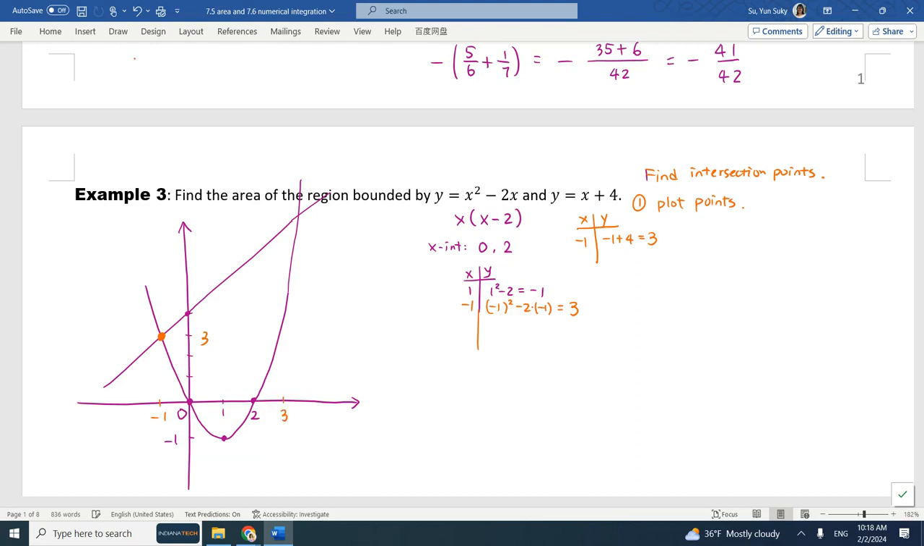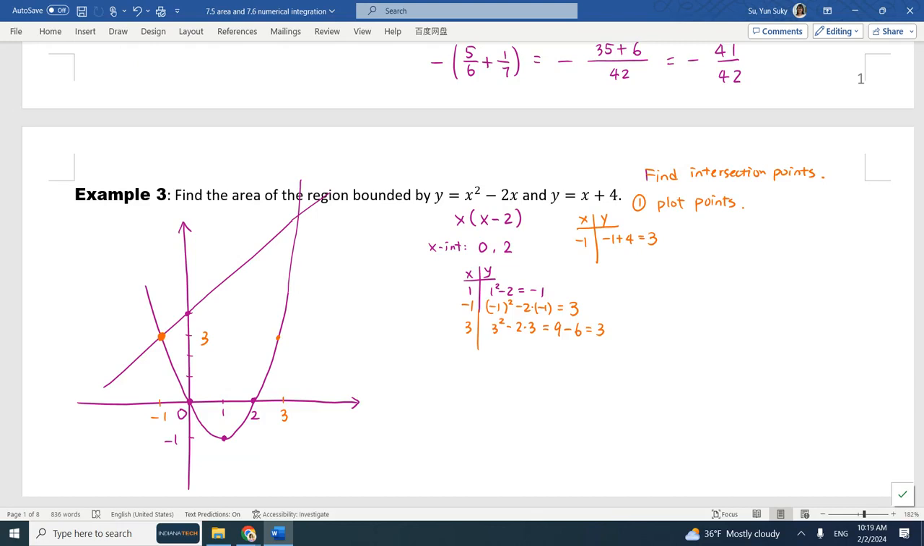Let's try 3. If we plug in 3, what happened? 3 squared minus 2 times 3. What's 3 squared? 9. 2 times 3, 6, which is 3. Okay, 3, 3, right here. Is that an intersection point? No, right? It's right here.